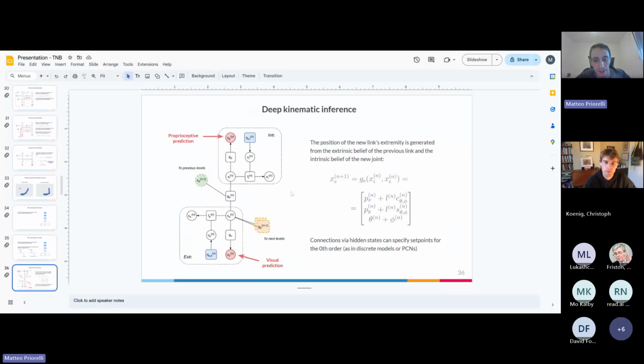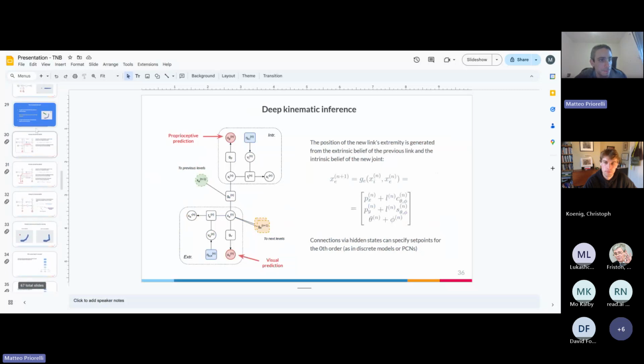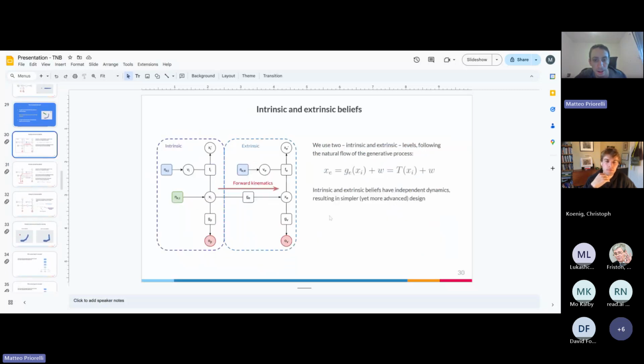Yeah, in this example, this is a shallow model, and it's just a two-level model in which we encode all the body angles and only the hand position. So here the generative model computes the forward kinematics of the hand only.